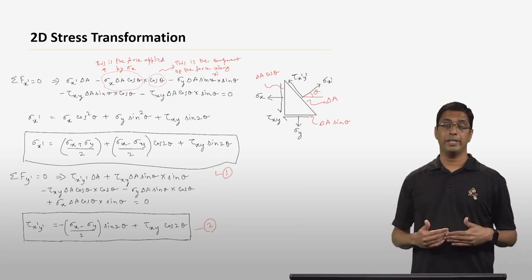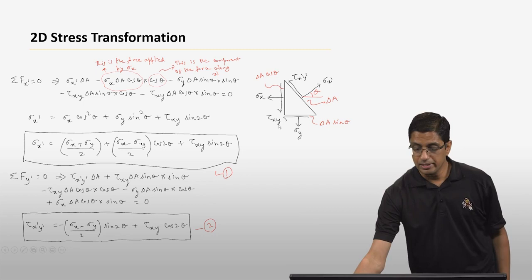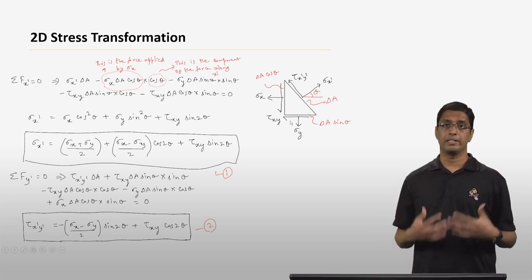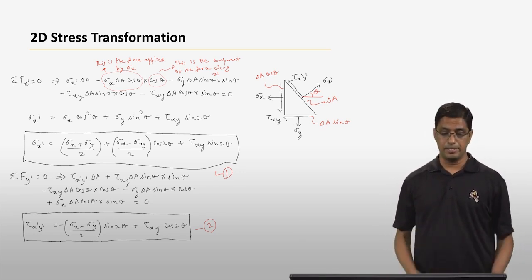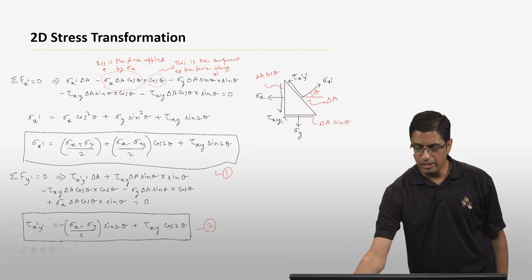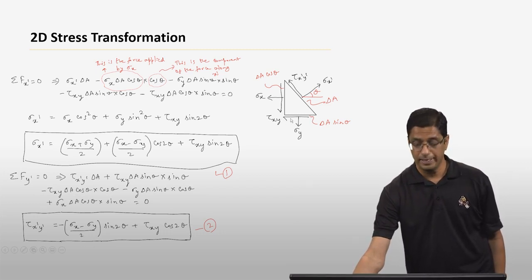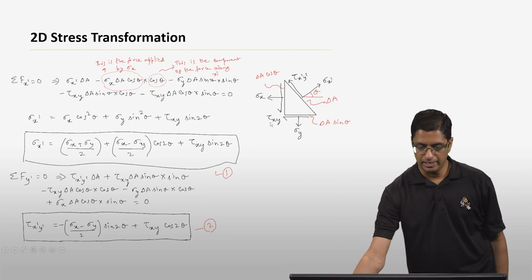Apart from sigma x and sigma y, you also have a contribution due to the shear stresses that act on this plane as well as this plane. Both the shear stresses are of course the same. They are both tau xy, but they can have different components. If you look at this tau xy here, that is acting on the horizontal plane, it has a stress tau xy multiplied by the area, which is delta A sine theta. Then the component of this particular force along the x prime direction has a cosine theta term. So it's going to be minus tau xy times delta A sine theta times cosine theta. So that is the contribution due to this tau xy here.